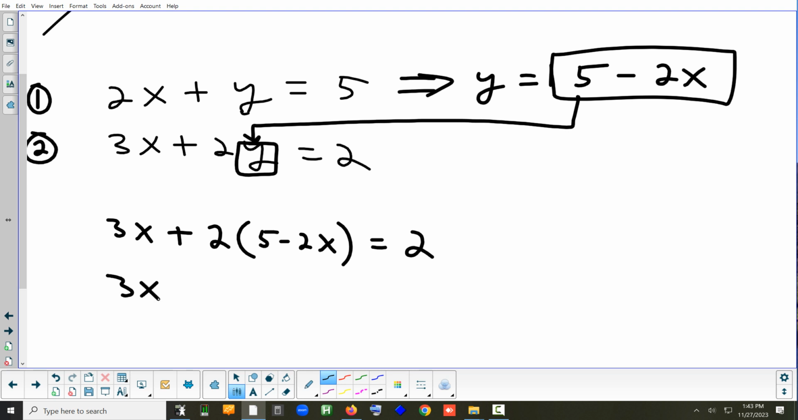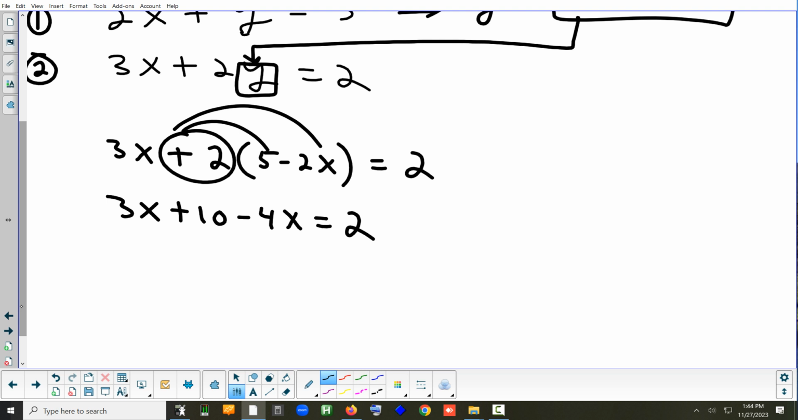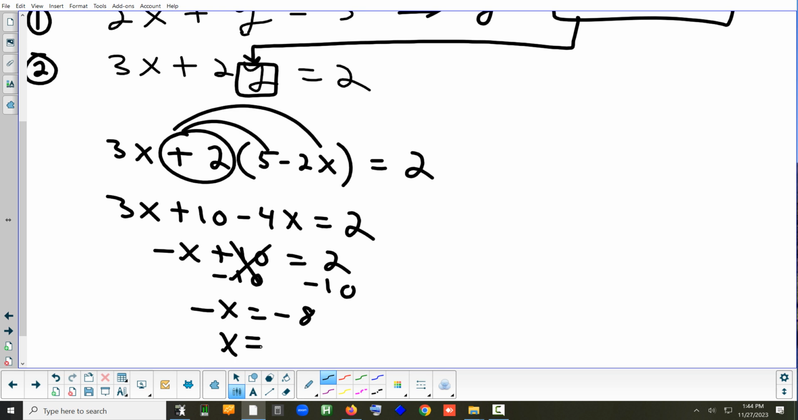So now let's do it. 3x, and we're going to distribute the 2. 2 times 5 gives us 10, and 2 times negative 2x is negative 4x. Okay, combine like terms. What do you get on the left? Negative x plus 10. Okay, next step. Subtract 10. Negative x equals negative 8. So what does positive x equal? 8. So x equals 8.